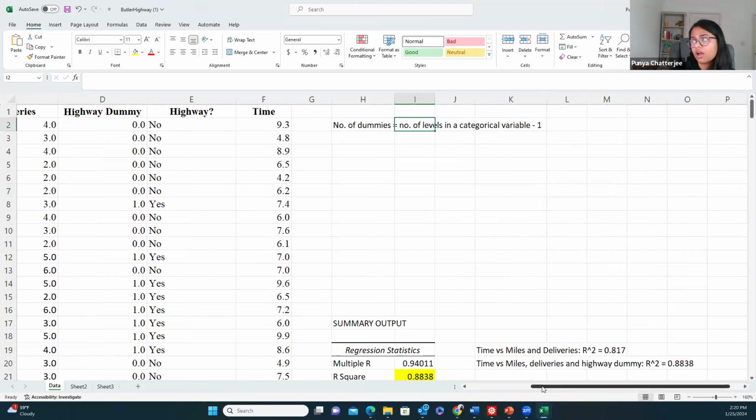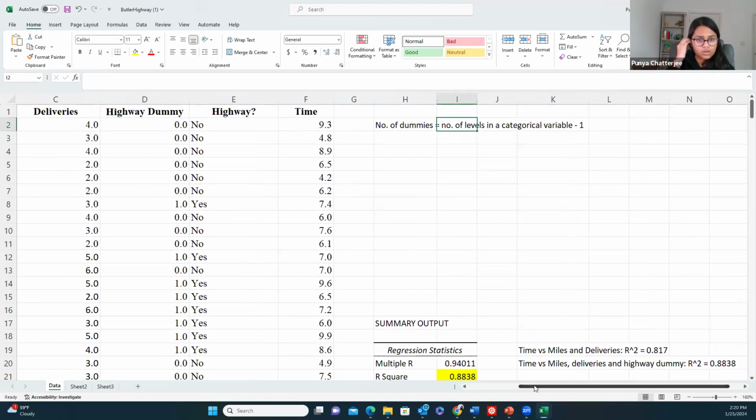Level means how many types of categories you have in your data. So for example, in the highway categorical variable, the data could be either yes or no, right? It is not anything else, it's just yes or no. That means that your level in this case is 2. And that's why we created just one dummy, because your level is 2. So the number of dummies to create would be 2 minus 1, which would be 1.